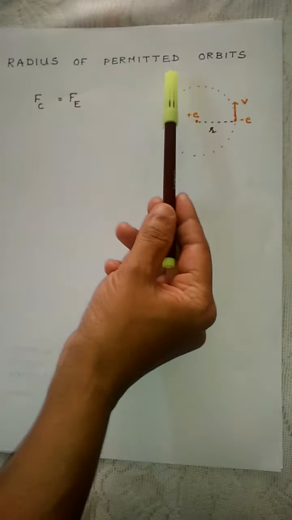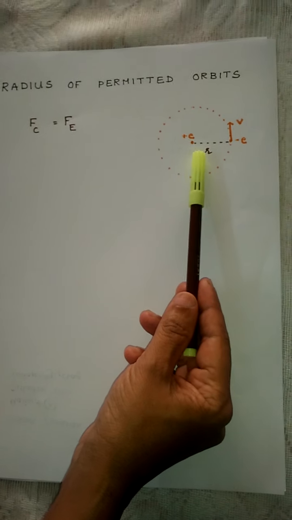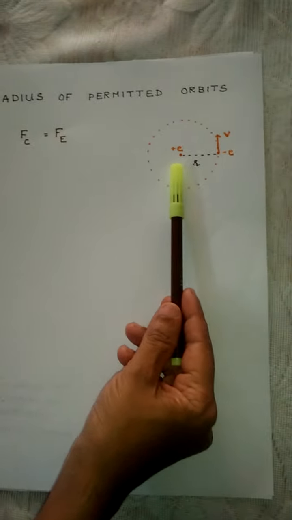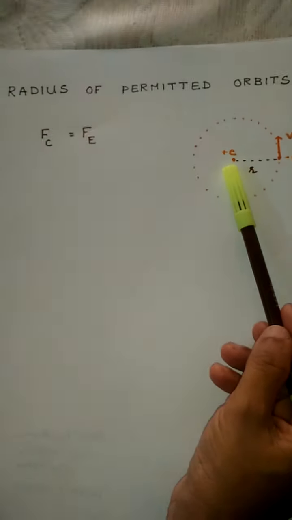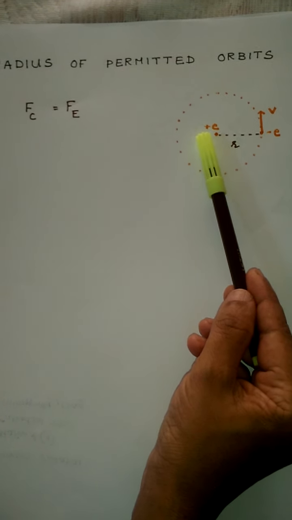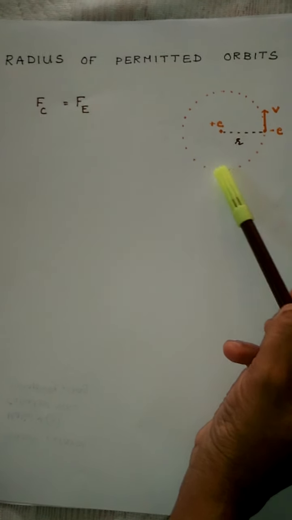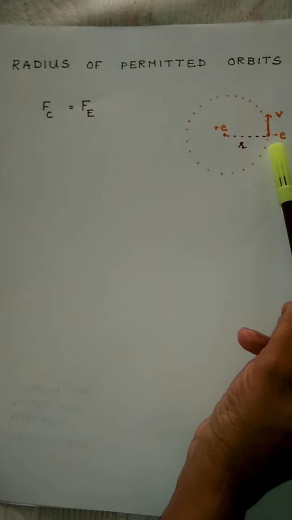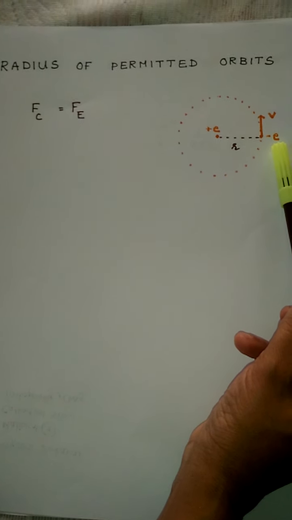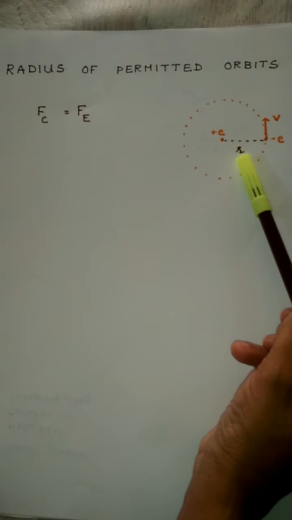Now let us find the radius of the permitted orbits. Let us consider the hydrogen atom. The nucleus has only one proton, so the charge of the nucleus is positive and equal to e. And an electron is revolving around the nucleus and it is negatively charged, so the charge is minus e. The electron has velocity v and the radius of the orbit is r.